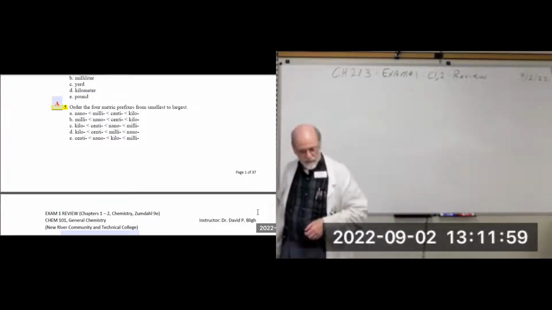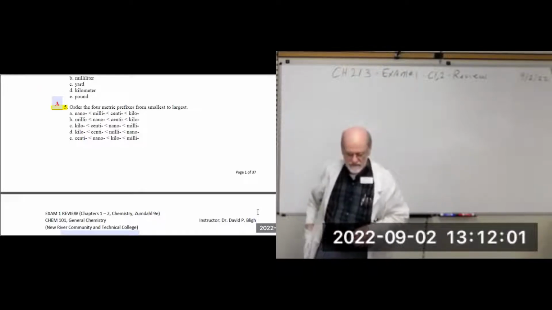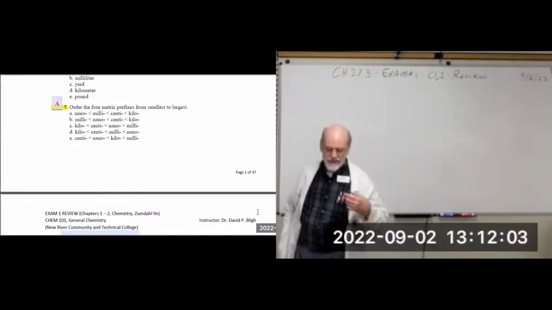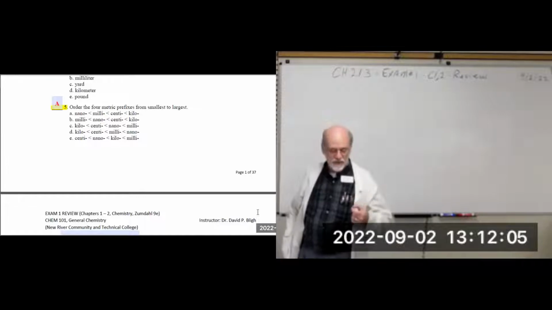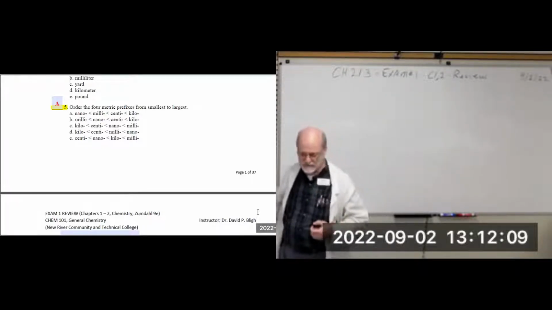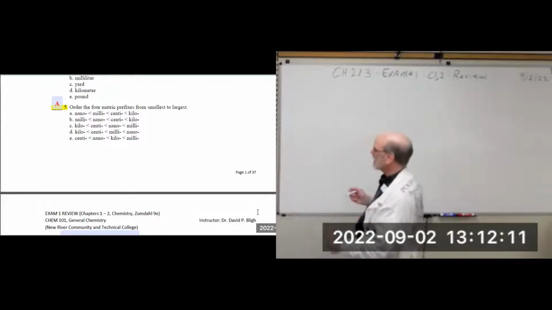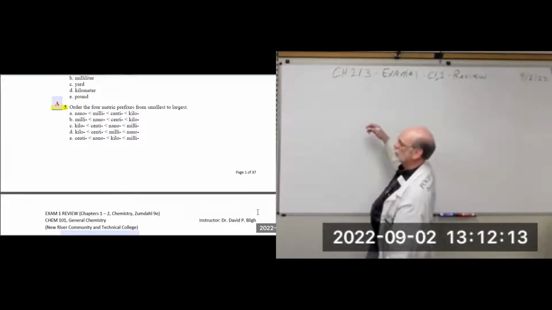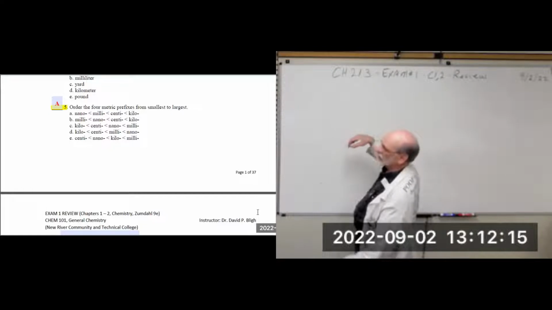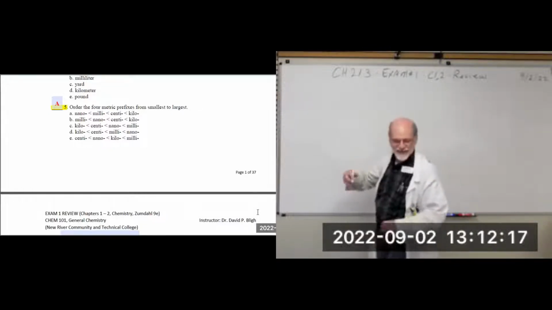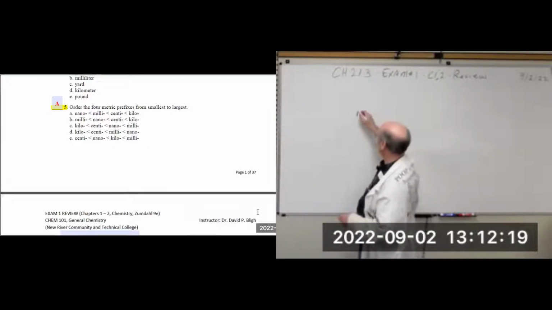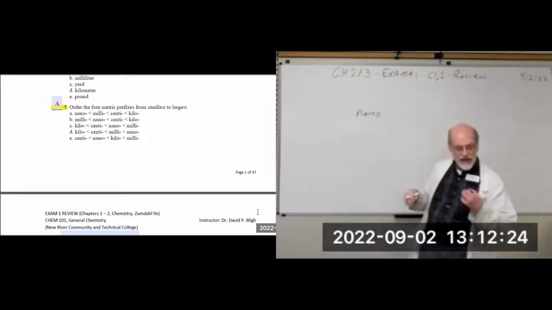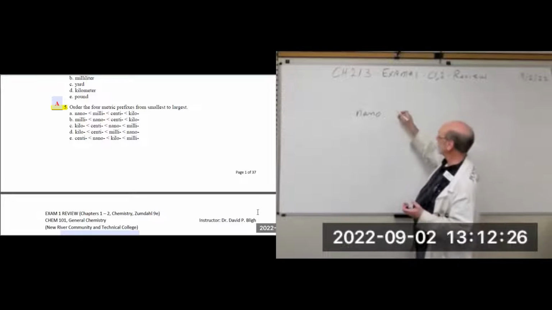Okay, number 5 addresses the memory problem of prefixes to the base units. What do each of these prefixes mean? So we've got, what do we have? Well, we know what the answer is because it's given there, right? But what does nano mean? Nano times the base unit would be 10 to the minus 9th.